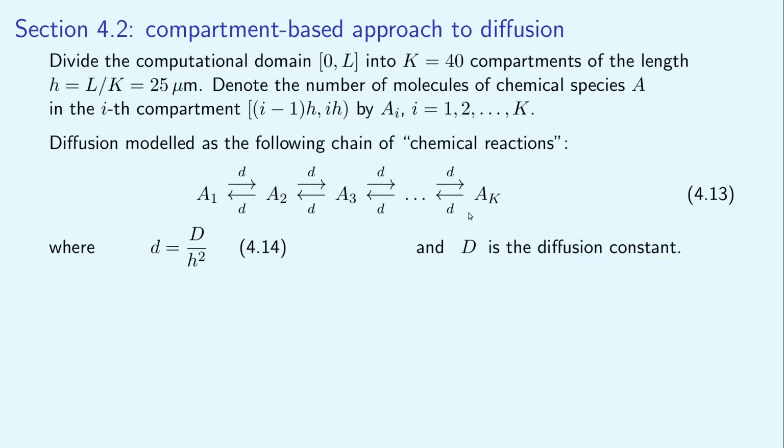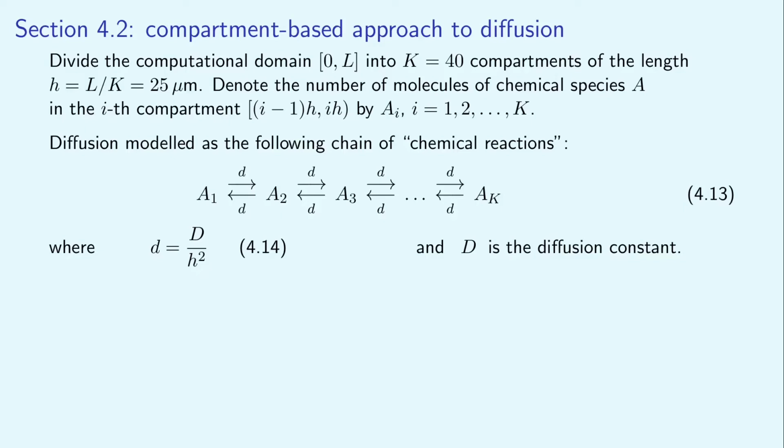The only new idea in this section is that we have to decide what is our reaction rate, which I denoted as the lowercase d in this chain of chemical reactions. My claim is that I can choose it according to this formula 4.14 in the lecture notes. The lowercase d is equal to diffusion constant D divided by the compartment size h to the power 2.